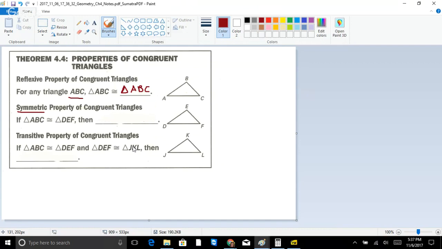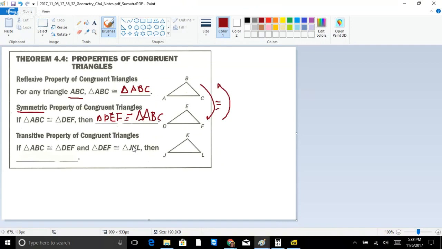All right, then we have the symmetric property. So remember, symmetry is like when something is equal on both sides. So this says if triangle ABC is congruent to triangle DEF, then triangle DEF is congruent to triangle ABC. And I think this makes sense, right? If this triangle is congruent to this triangle, then this triangle is congruent to this triangle. It works both ways. That's a symmetric property.